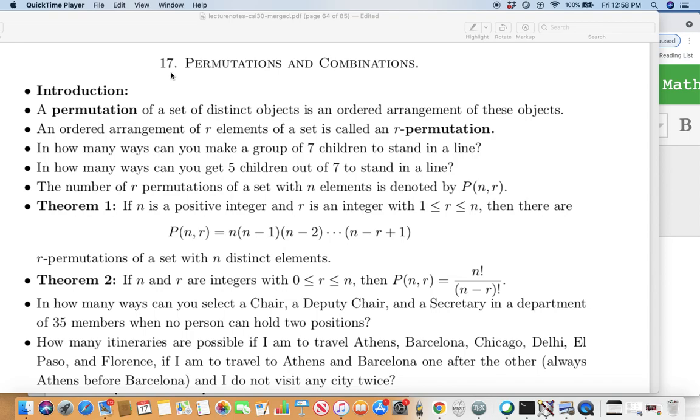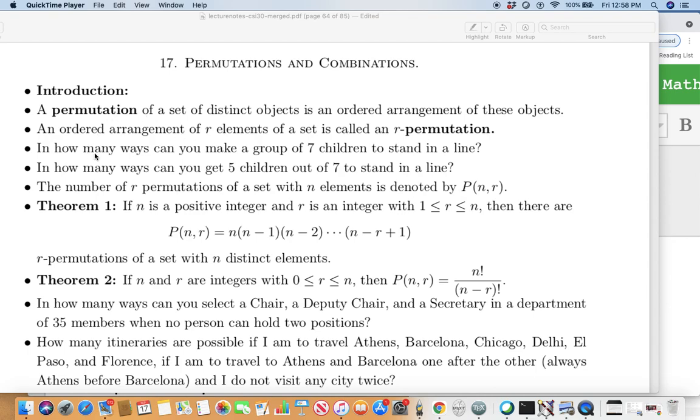Welcome back. Lesson 17, Permutations and Combinations. Introduction. A permutation of a set of distinct objects is an ordered arrangement of these objects. An ordered arrangement of r elements of a set is called an r-permutation.